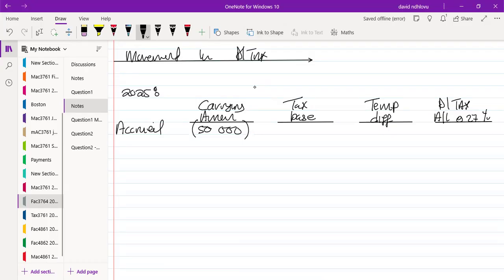Then we say, what is the tax base? Now, usually the tax base is the taxation's equivalent of carrying amount. So it is the tax value of an asset or a liability.